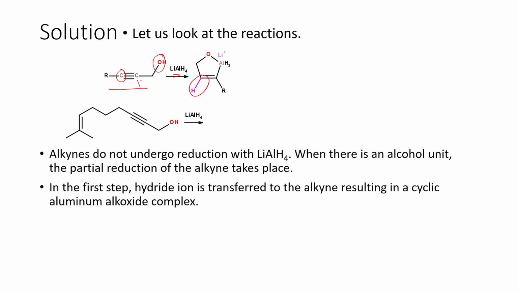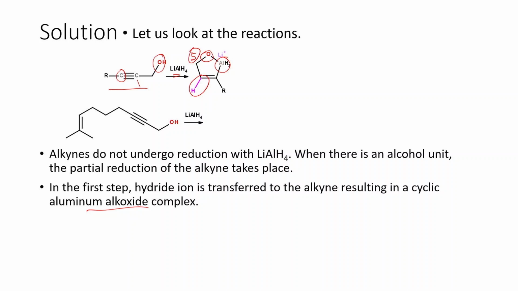So this is where the first hydride ion is transferred. This oxygen now forms a cyclic intermediate, that is, the aluminum alkoxide complex is formed internally, which is a 5-membered ring system, because generally 5-membered ring systems are quite stable. So that is the reason this hydroxyl group is facilitating the transfer of hydride ion.